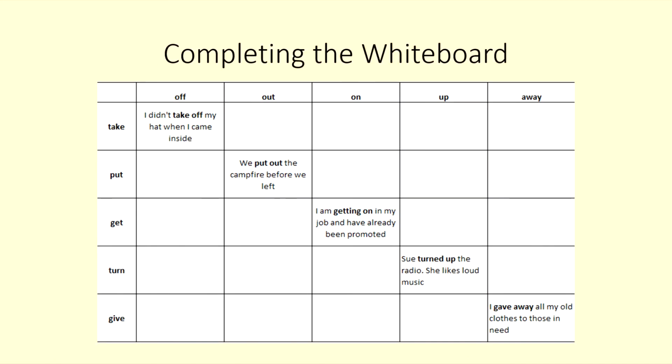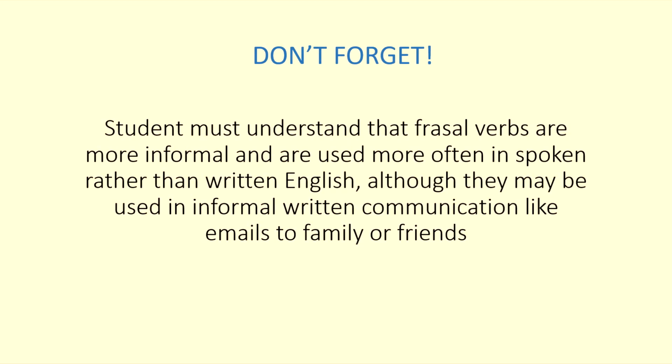There's a good way to practice the literal and spectral meaning of certain particles. The teacher makes a grid with 5 verbs along the side and 5 particles along the top. Students have to make up sentences for every phrasal verb combination possible. Then, they should see if they can figure out the underlying literal or spectral meaning of the particles. Don't forget, the students must understand that phrasal verbs are more informal and are used more often in spoken rather than written English, although they may be used in informal written communication like emails to family or friends.